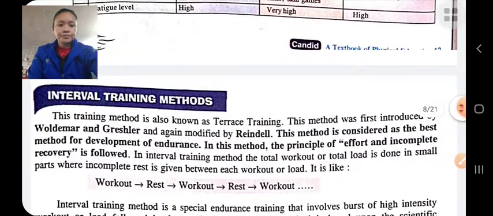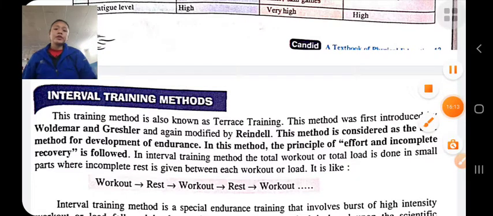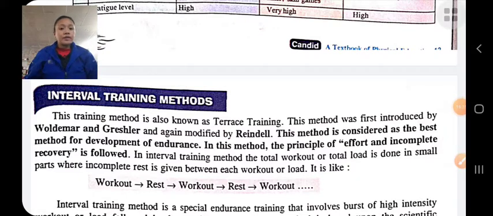Our next method is interval training methods. This interval training method also helps to develop endurance. Through interval training methods we can develop our endurance.